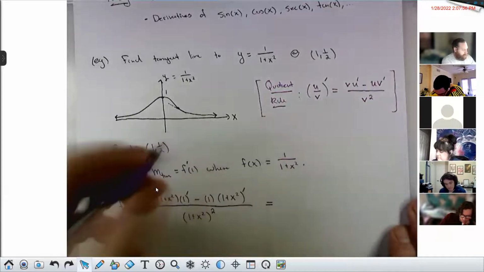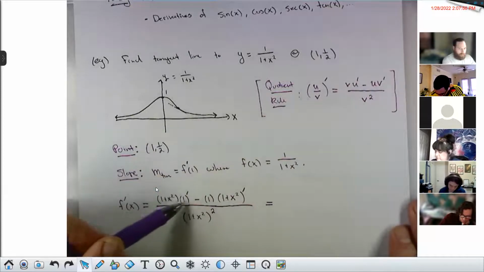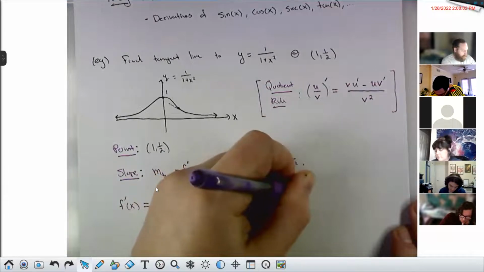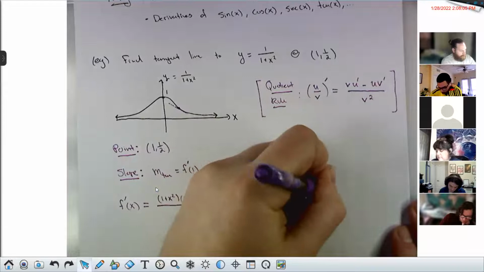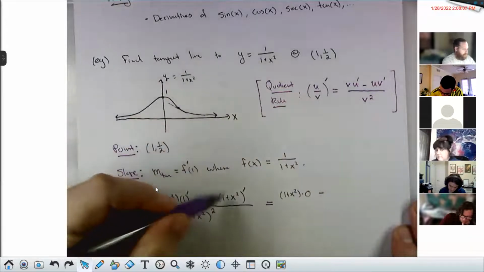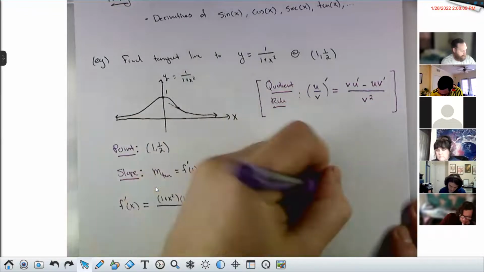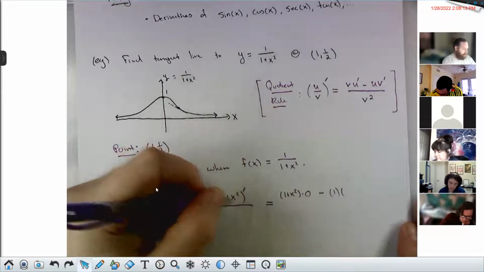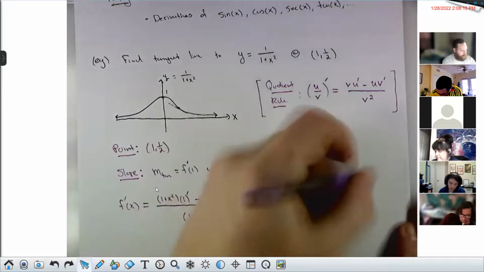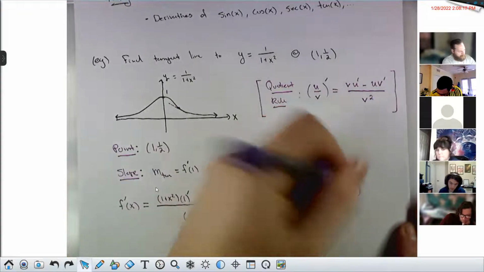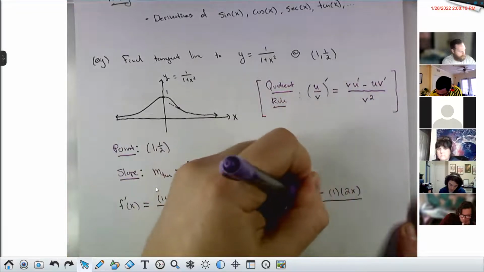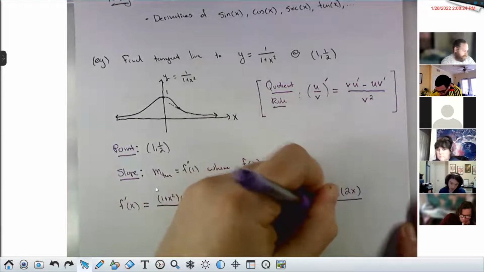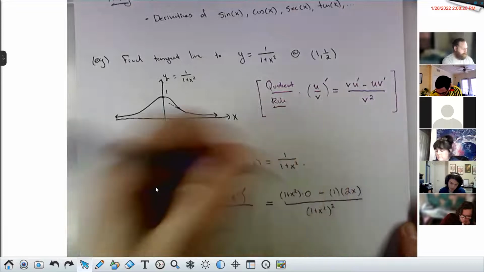1 primed is 0, right? The derivative of the constant function 1 is 0. So this is 1 plus x squared times 0 minus 1 times the derivative of 1 plus x squared. That's 0 plus 2x, or just 2x. And all of this is divided by 1 plus x squared quantity squared. I would just leave that like that. There's no reason to FOIL that out.